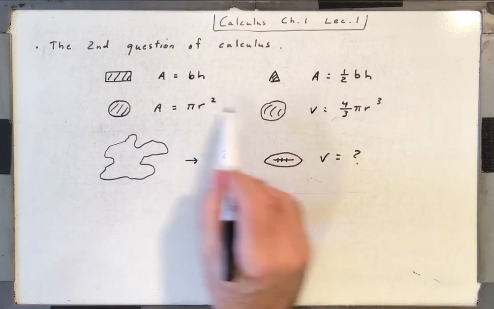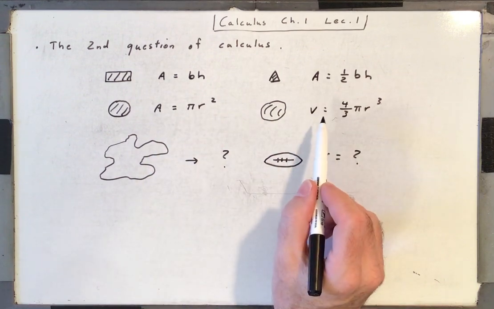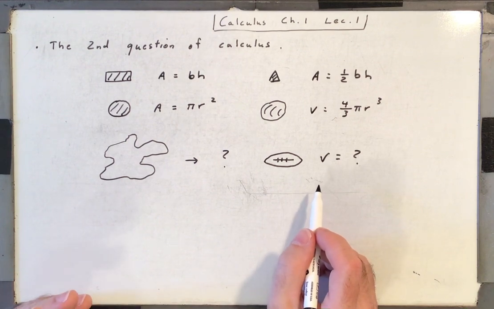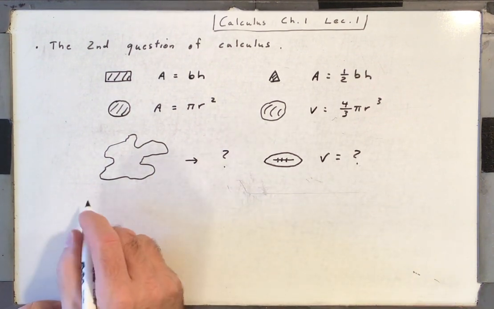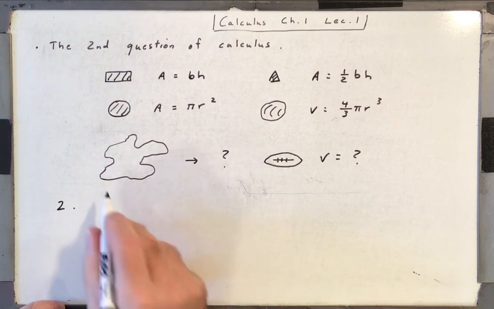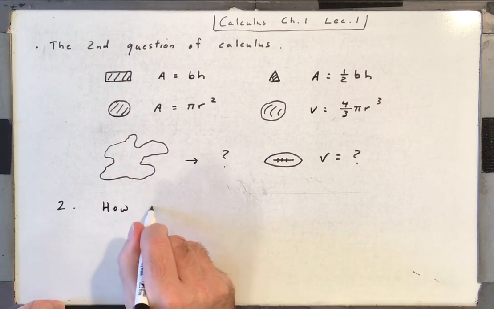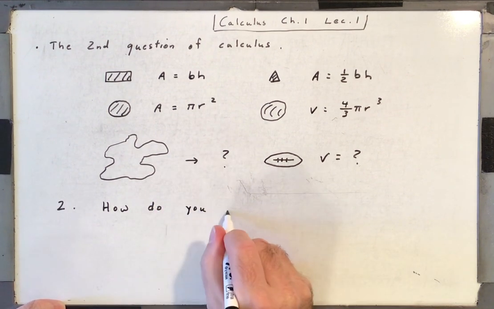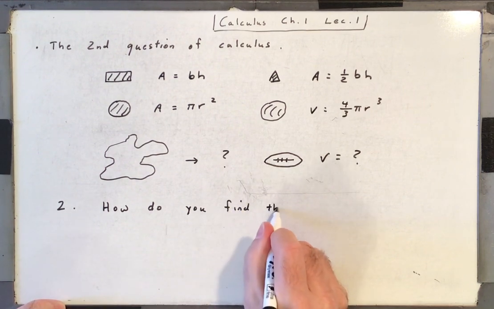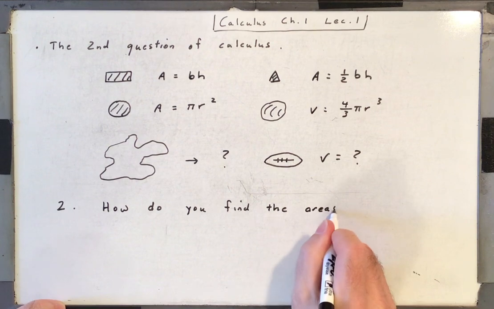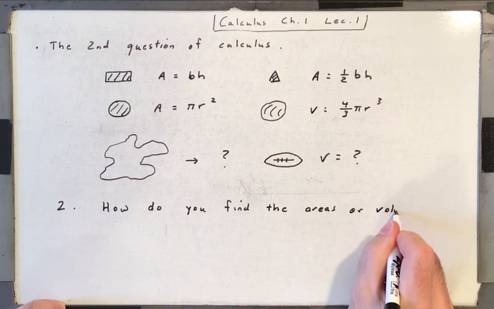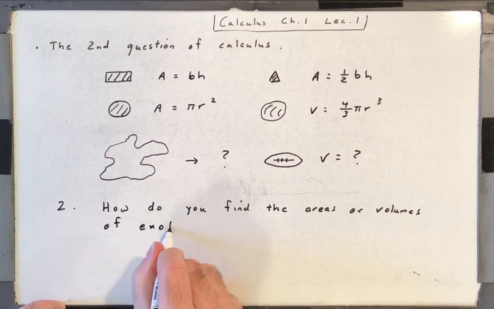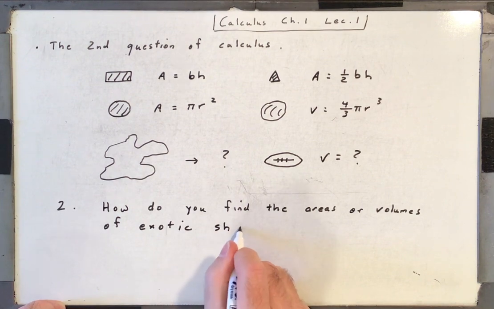Well, whereas geometry can answer these basic shapes, if we have really some oddball shapes, we want to know area or volume, calculus can answer those questions. So how do you find the areas or volumes of, let's call them exotic, for lack of a better word, shapes?